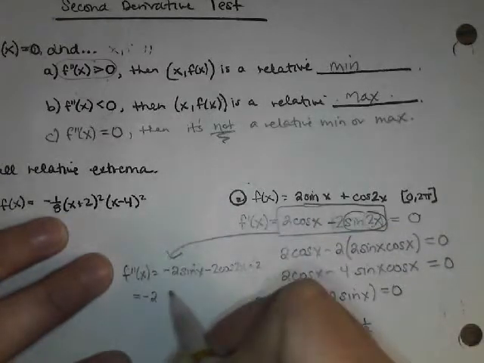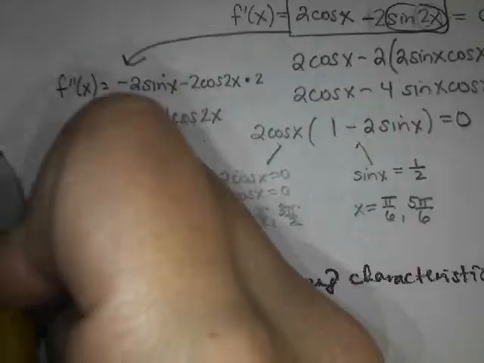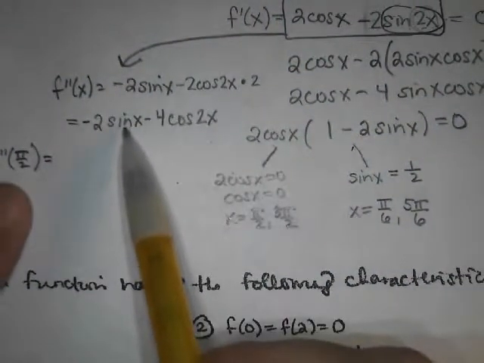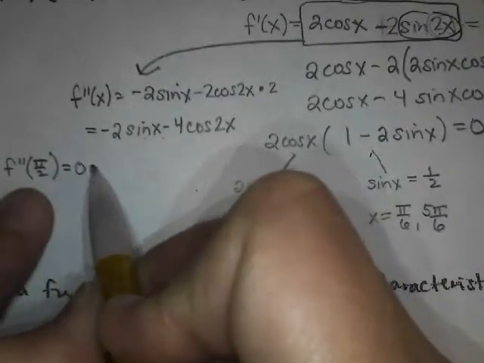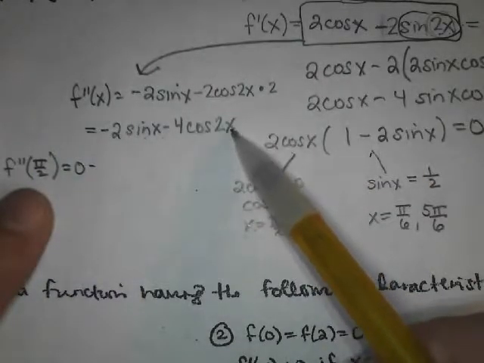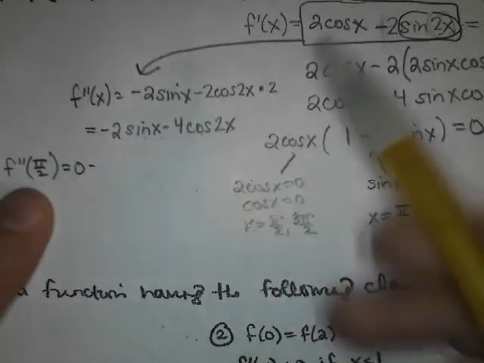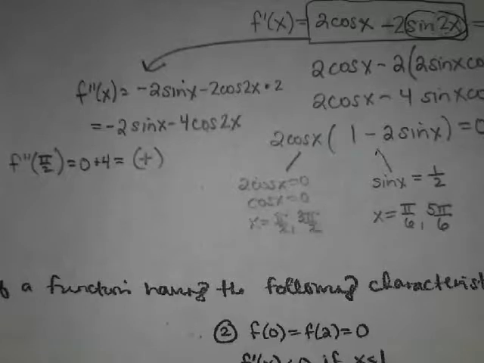So starting with f double prime of pi over 2. What's the sine of pi over 2? 0. Negative 2 times 0 is 0. Minus, first of all, what's 2 times pi over 2? Just pi. What's the cosine of pi? Negative 1. Negative 4 times negative 1 is actually going to turn that into plus 4. So the point is it's positive. So if the second derivative is positive, is this a relative min or max? Good. Second derivative positive means this is a relative minimum. So we have a relative minimum.